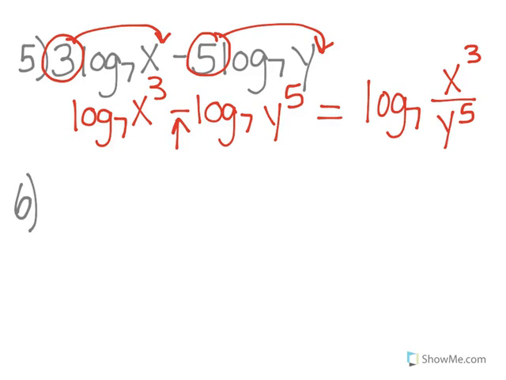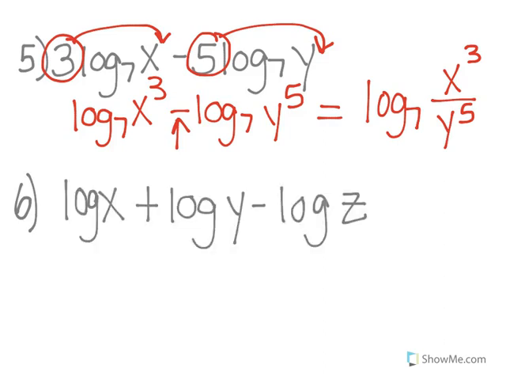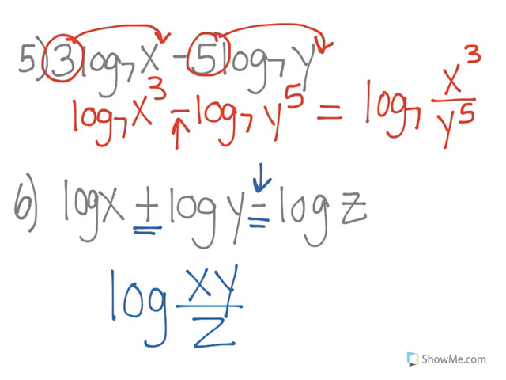Number 6. Okay, in number 6, we are dealing with the product property and the quotient property. Now this is what you need to remember. If there's a positive sign or if it's a positive log, then it goes in the numerator. If it's a negative log or there are minuses in front, then that goes in the denominator. So you're going to have log of x times y divided by z, and that is your final answer.